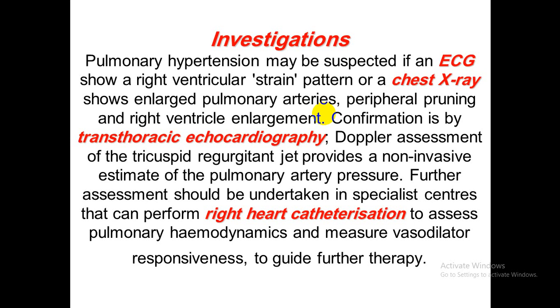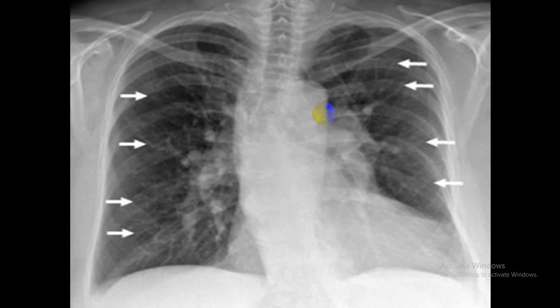And then the next investigation, the X-ray, which is also useful in case of pulmonary hypertension, showing an enlarged pulmonary artery, peripheral pruning and right ventricular enlargement. This X-ray showing the peripheral pruning indicates that the lung markings do not reach the tip, the end of the lung.